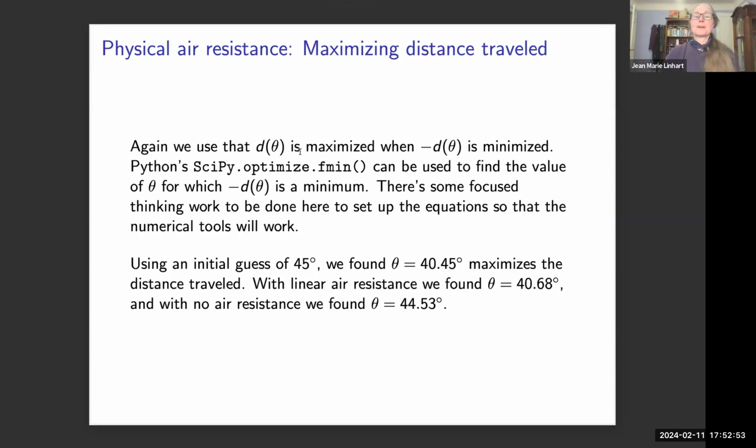To find when d of theta is maximized, we use the fact that d of theta is maximized when negative d of theta is minimized. Using our scientific Python fmin routine, we can find that value. Using an initial guess of 45 degrees, we find theta equal to 40.45 degrees maximizes the distance traveled. That's just slightly less than what we found with linear air resistance.